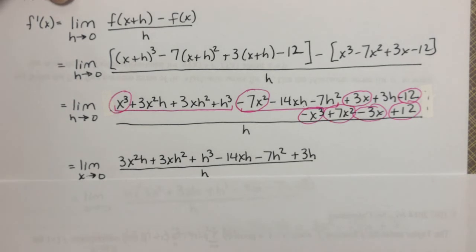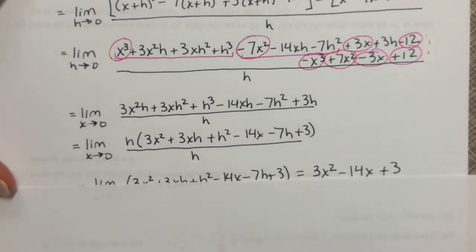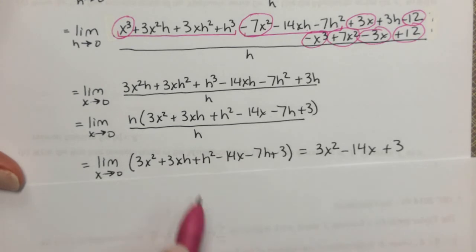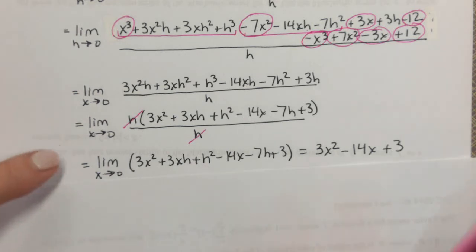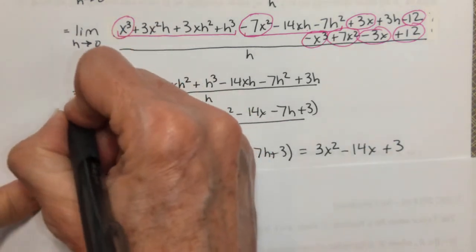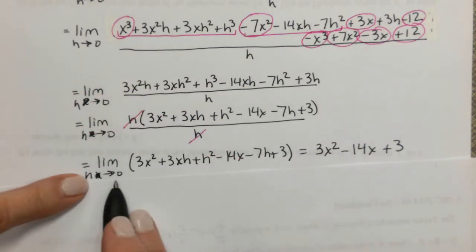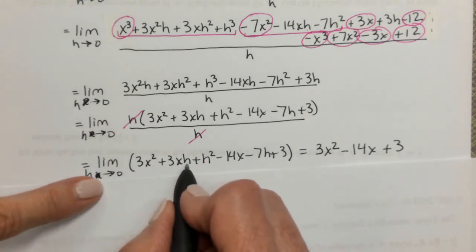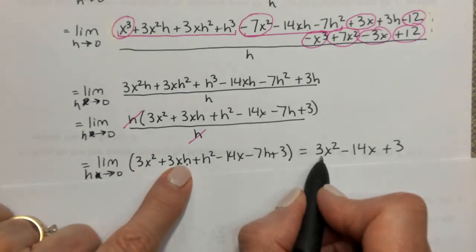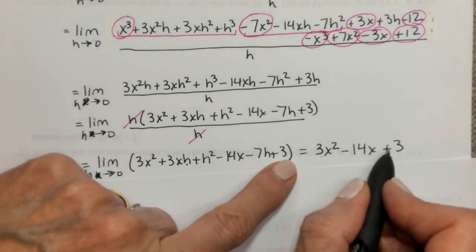Okay, everything on top has an h in it. So I can factor out an h, and then reduce those h's. Okay, reduce these h's. I'm left with this. Now oops, I made a little typo here. I changed my h's to x's all of a sudden. H is going to 0. And now we put 0 in for any remaining h's. So we'll have a 3x squared, that'll be a 0, that'll be a 0, negative 14x, that'll be a 0, and then the plus 3.